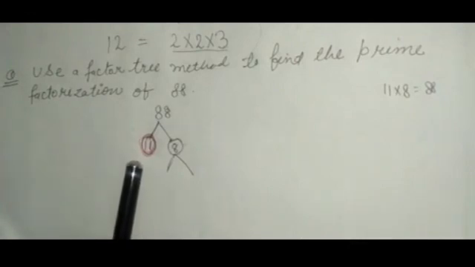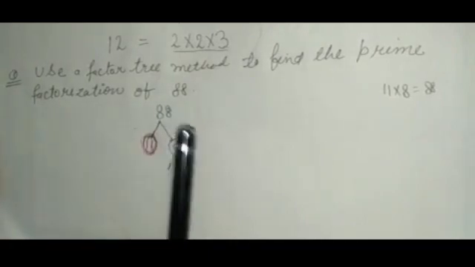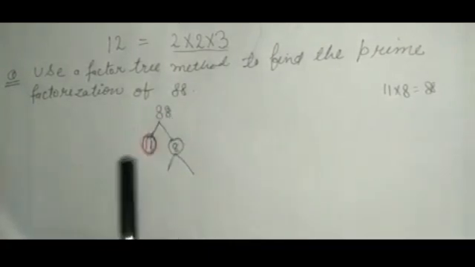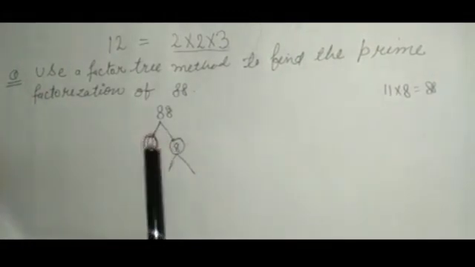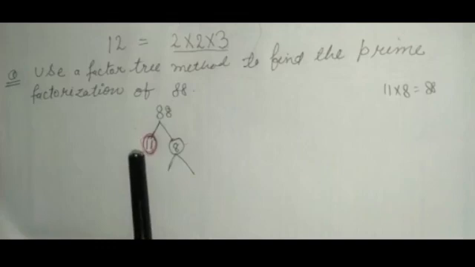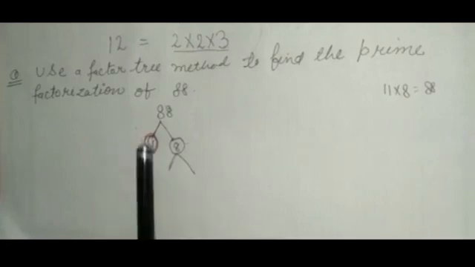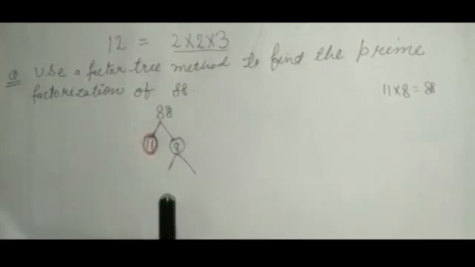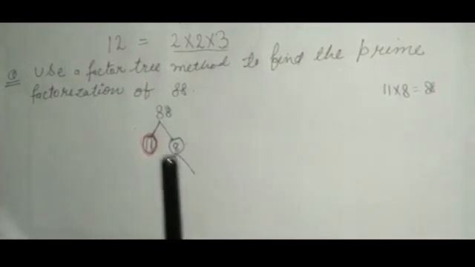So you have to extend these branches, meaning you have to split the numbers 11 and 8. 11 8s are 88. Now I have used a red pen here just to show that this is a prime number, because we are going for prime factorization now. One very important thing I want to tell you: if you get a prime number, you cannot extend it further. You have to stop there only. But 8 is a composite number, so I have to extend this, right?